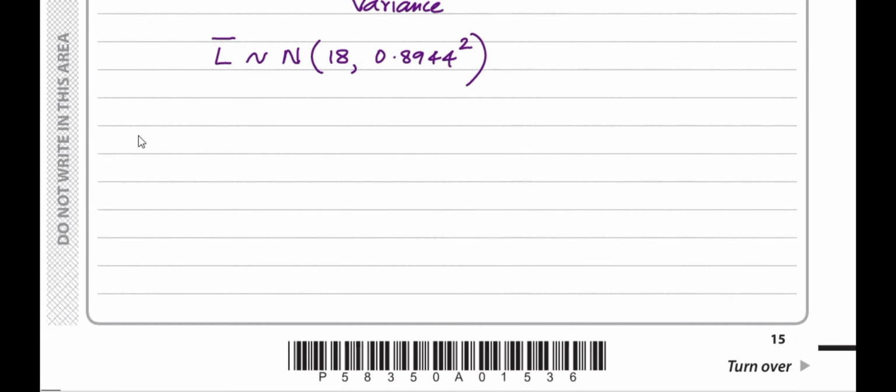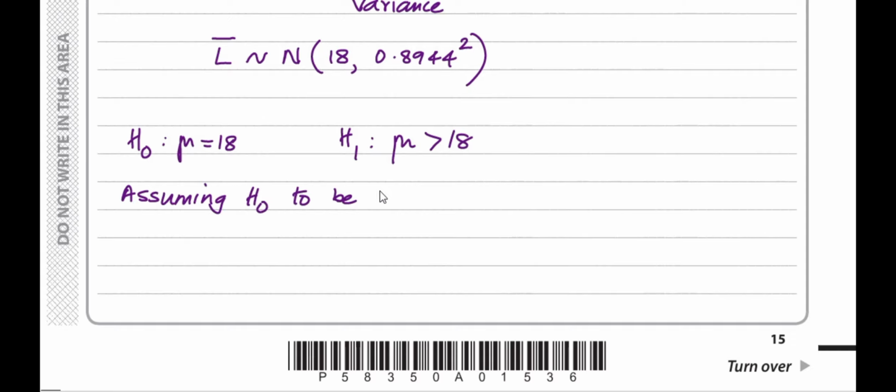Now, to document all the steps required for the hypothesis testing, we should first write the null hypothesis and the alternate hypothesis. The null hypothesis is mu is equal to 18 hours. And the alternate hypothesis is she's suspecting that this mu has gone beyond 18. That is, mu is more than 18. The next statement required is assuming H0 to be true, what's the probability of the sample mean being greater than 19.2, the observed value?